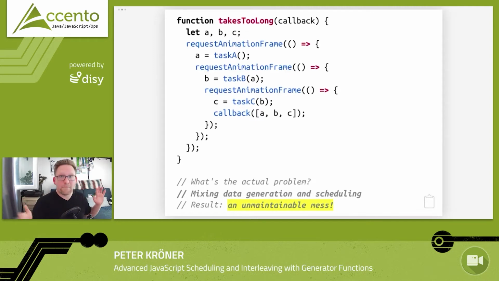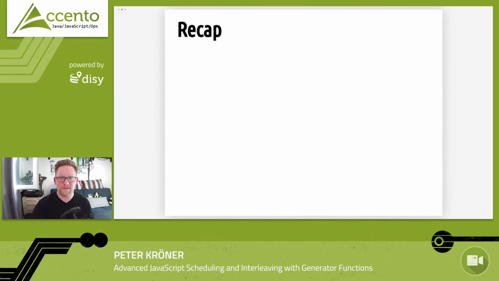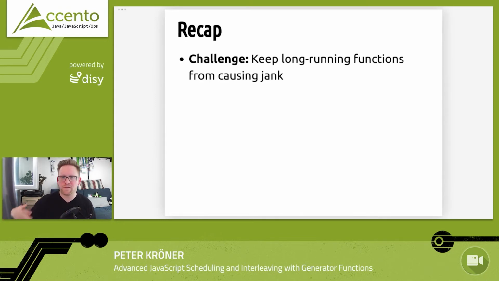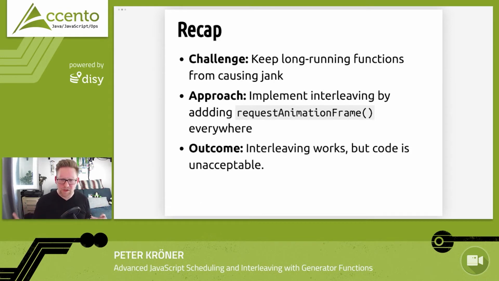And the result sort of works, it's just an unmaintainable mess. But, I mean, it's a first step. We have something that works, that actually performs the way we want it to perform. And we can build on top of this, I think. So let's recap real quick what we've learned so far. We wanted to keep long-running functions from interfering with the frame rate, and the way we wanted to do this is by implementing interleaving, in this case by just adding request animation frame everywhere. And this, well, did work in some way, but the code that resulted from this is just an unacceptable mess.